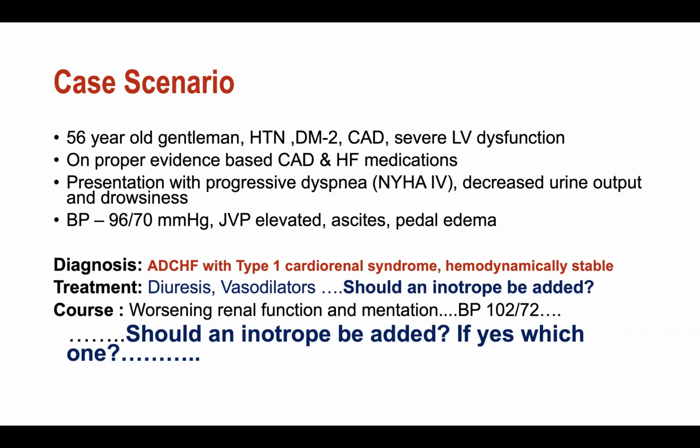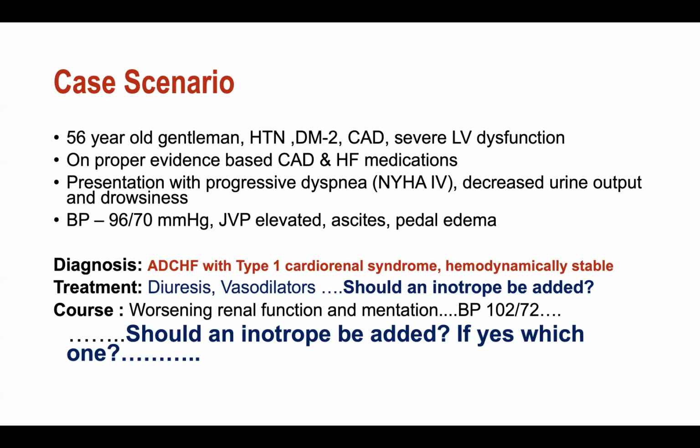So I'm going to end with this little case. This is just for you to think about. 56-year-old man, hypertension, diabetes mellitus type 2, coronary disease, severe LV dysfunction, has very nice proper management of his heart failure and his coronary disease with good medication management, but today presents in heart failure class 4 with shortness of breath, decreased urine output, and drowsiness. His jugular veins are elevated, he has ascites, and he has 4+ bilateral pedal edema.